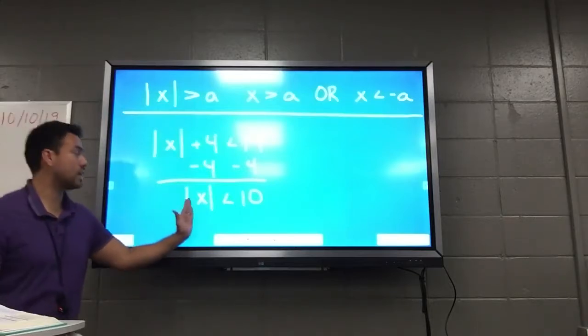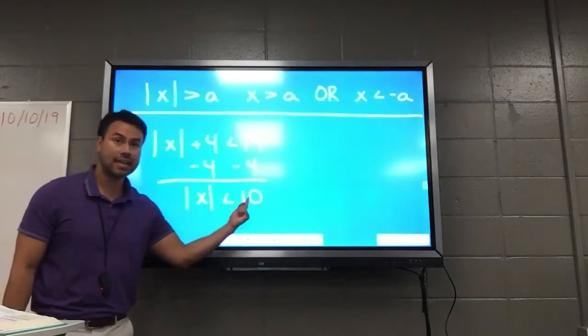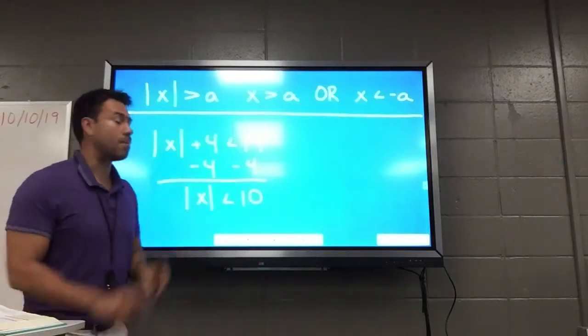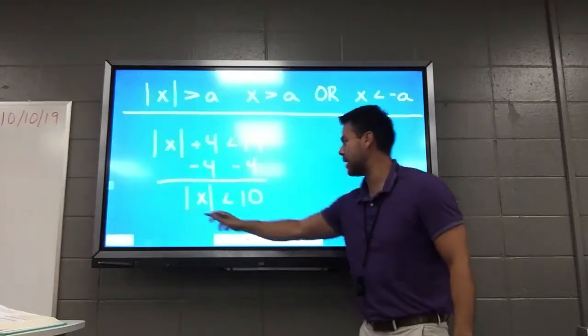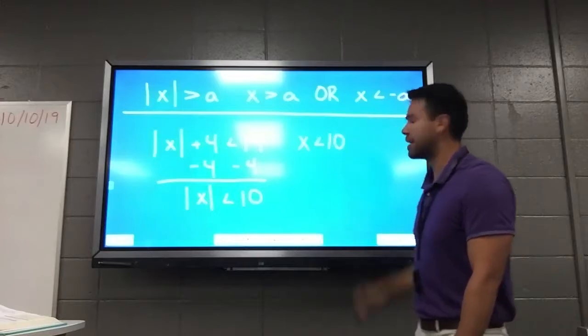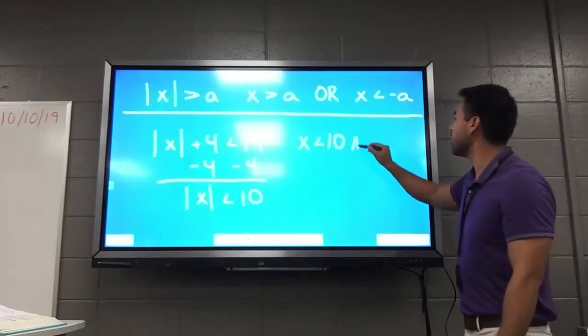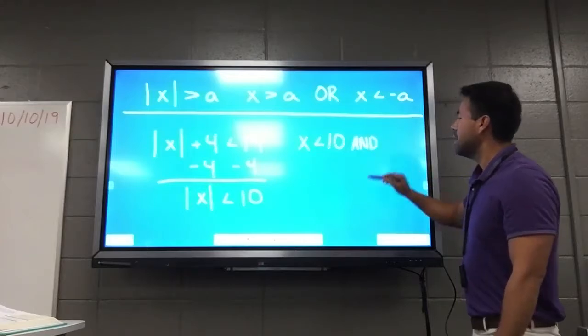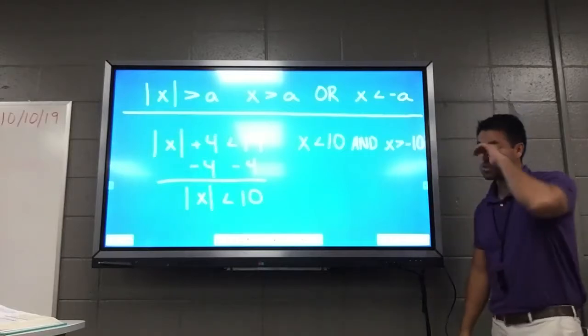So now I read it. The absolute value of x is less than 10. So I'm going to break it into two parts. Please remember, you break this into two separate inequalities. x is less than 10. That's the first one. Drop the signs. And then the word and. x is greater than negative 10. Yep, those are the two inequalities.